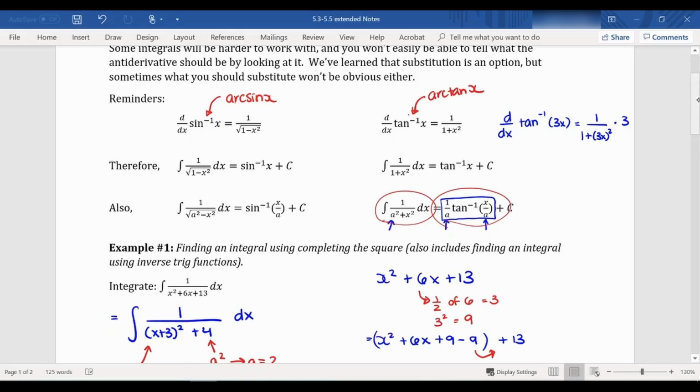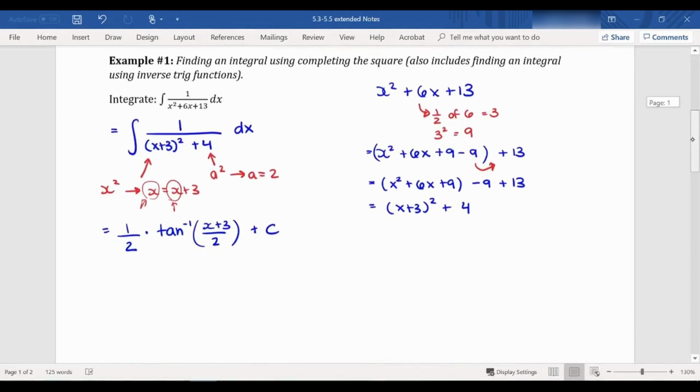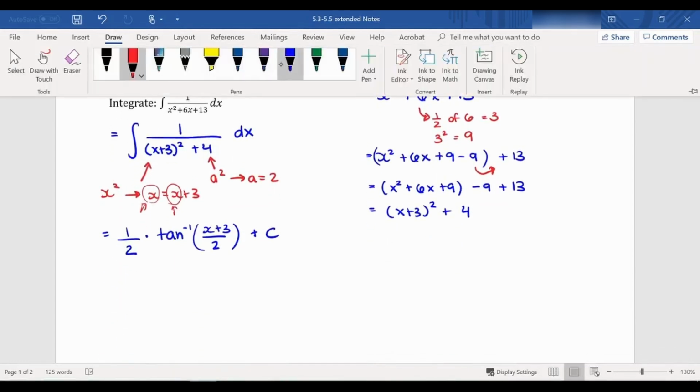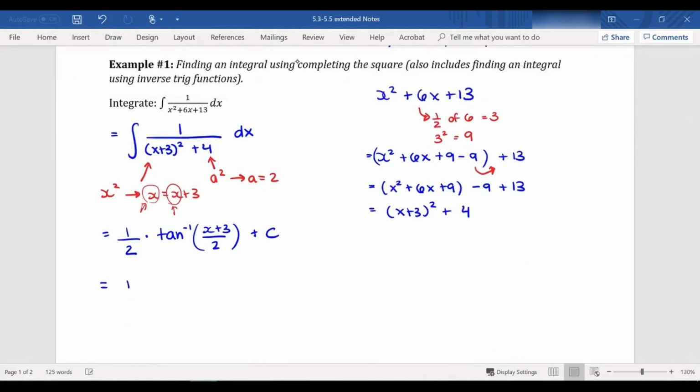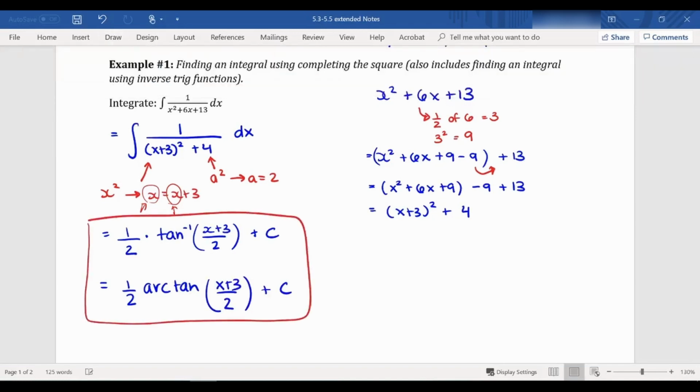Are we doing an inverse? Are we doing a reciprocal? Which notation is that? So sometimes arctan or arcsine are used. Okay? So we can also write this as 1/2 arctan of (x plus 3)/2 plus c. And it's just two different notations. There's no mathematical difference in my answer.